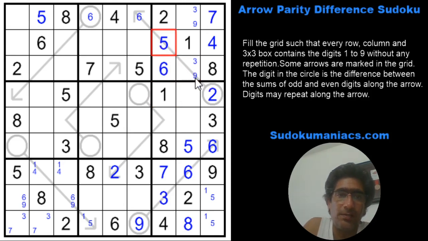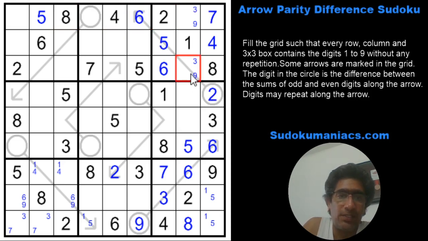Two odds. Alright? Now, the difference in the circle is a 2, right? Which basically means I require two odd numbers. I already got a 5, and the other option is 3 and 9. So I know for sure this has to be an even number. I already got 2, 4 and 8 in row 1, so this has to be a 6.